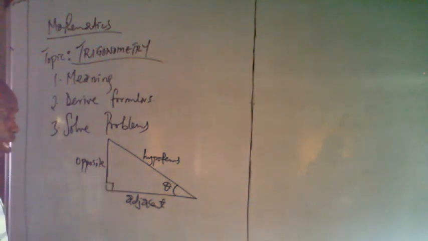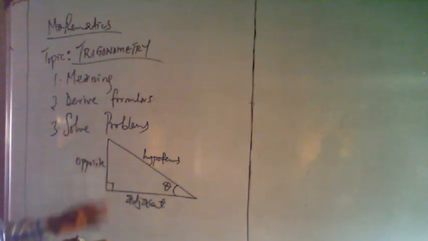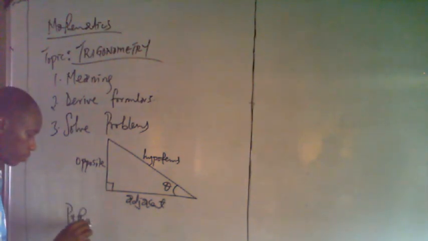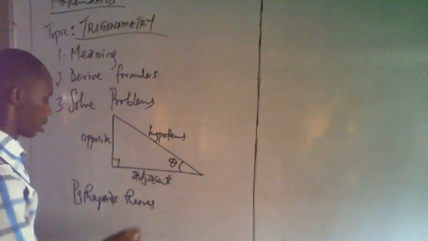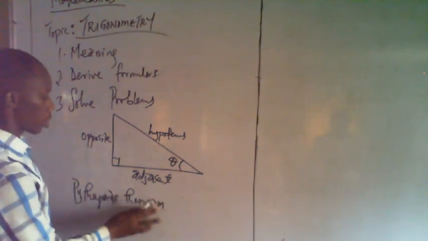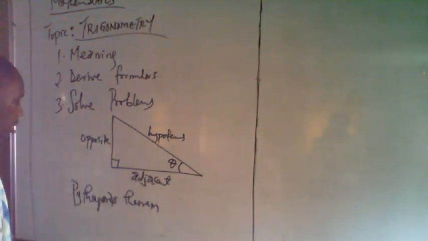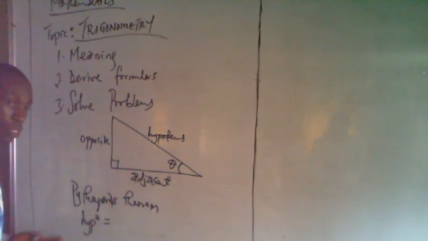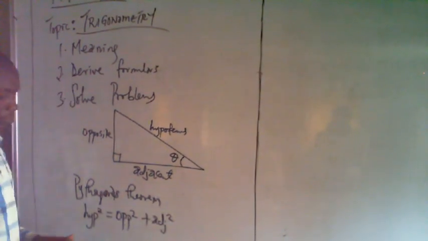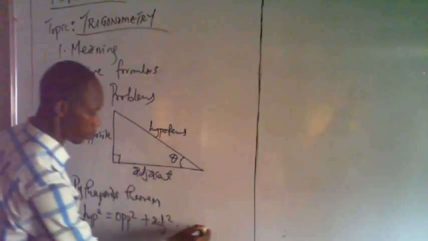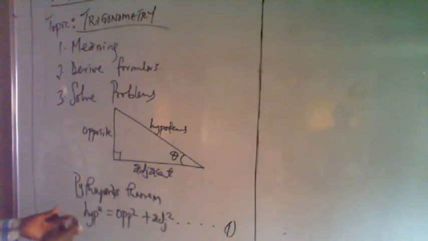Before we move further, we need to consider Pythagoras' theorem, as that will help us to solve problems in trigonometry. According to Pythagoras, in his theorem on right angled triangles, he stated that the square on the hypotenuse is equal to the sum of squares on the other two sides. It's already proven that hypotenuse squared is equal to opposite squared plus adjacent squared. Take note of this. Let's call this equation 1. We are going to make use of this in deriving other formulas.